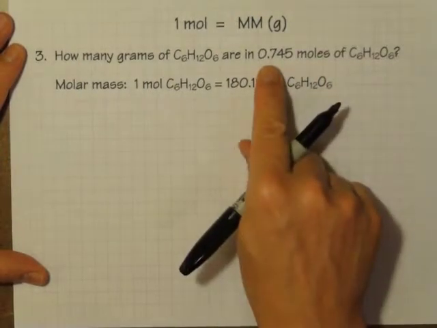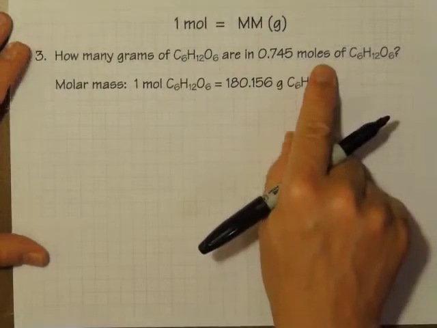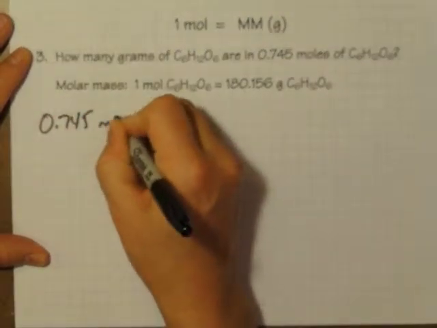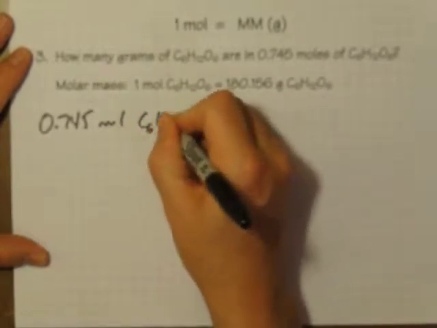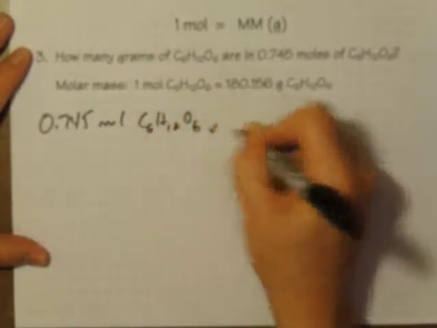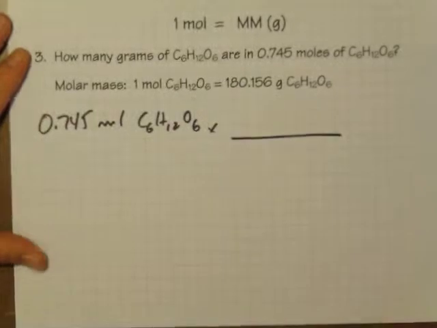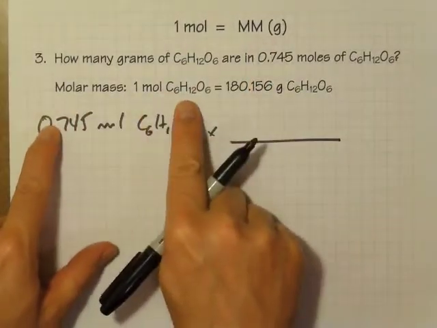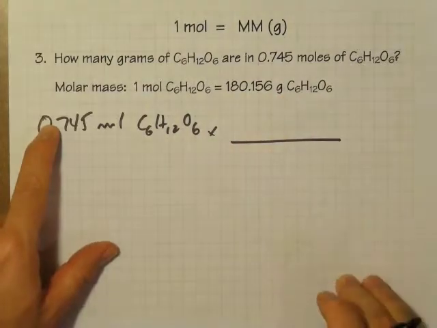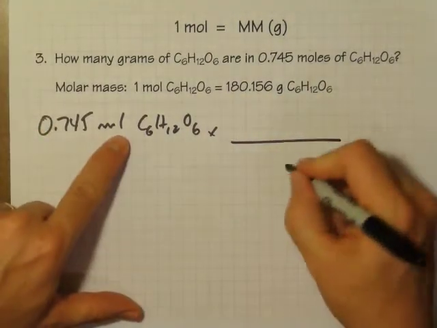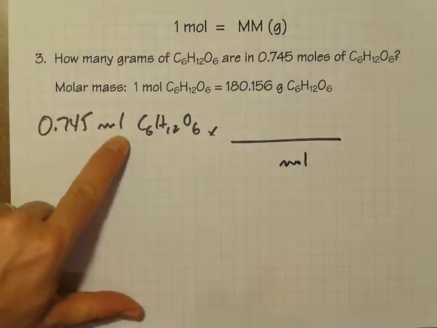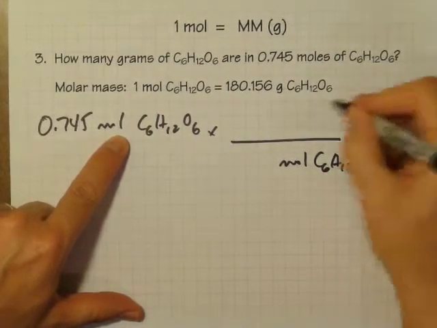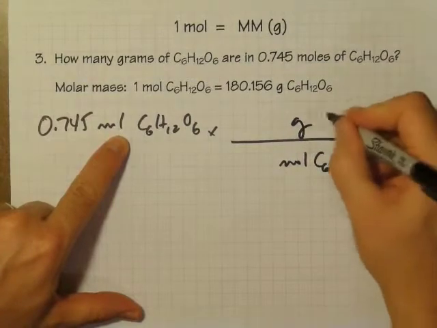The number that I'm given tells me where to start. It's attached to the unit moles. So I'm going to start with 0.745 moles of glucose, C6H12O6. I'm going to multiply by a fraction made from these 2 equivalent quantities. I'm given 1 mole of glucose equals this many grams of glucose, and since mole is what I was given to start with, that will be the unit that goes on the bottom, moles of C6H12O6. And since grams is what I'm trying to find, that's going to go on the top.